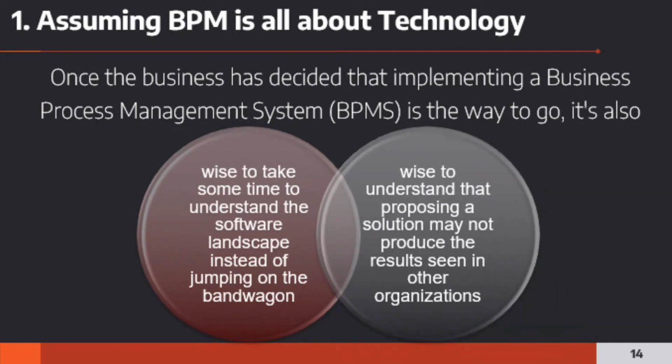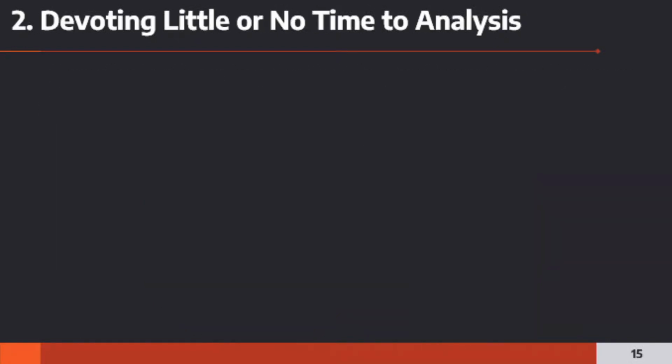Okay, so those two important things that you need to consider are that you need to understand the software landscape, and understand that the solution may not produce the same result with others. Another reason, so number one is when you assume that BPM is all about technology. The second reason is when you devote little or no time to analysis. That's what I was referring to earlier.